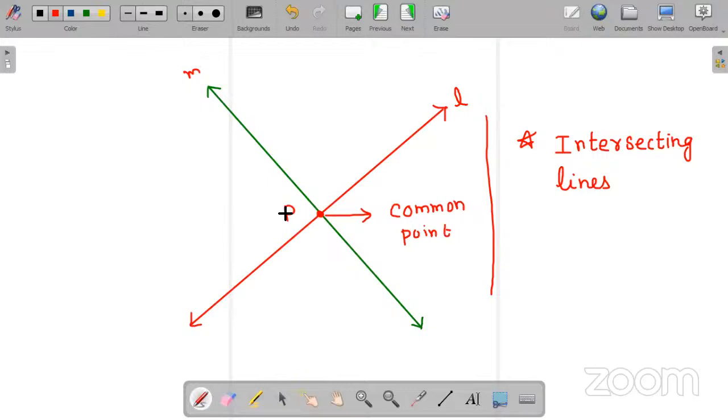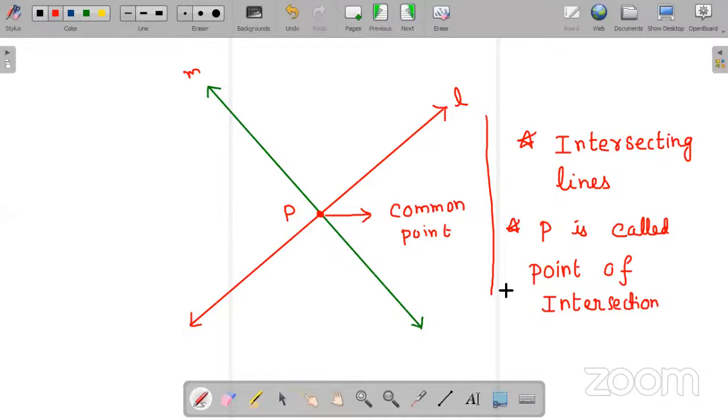Say for example P. So now here P is called the point of intersection. So that means if two lines intersect at only one point, yes, they intersect at one point.